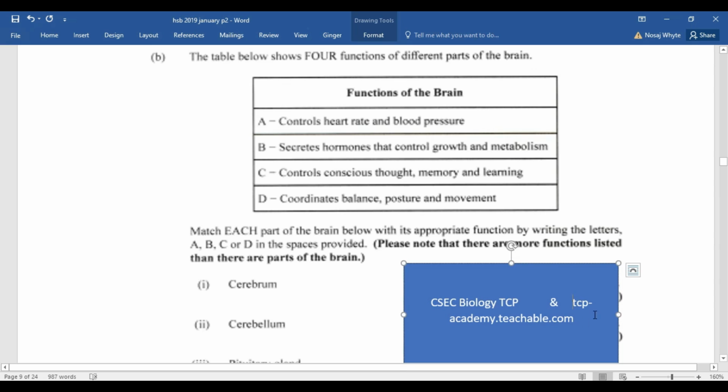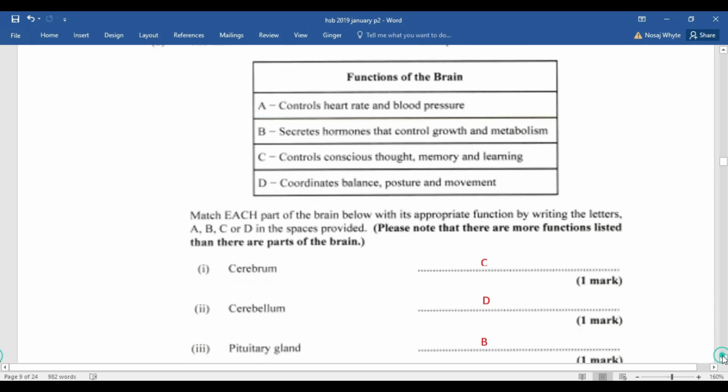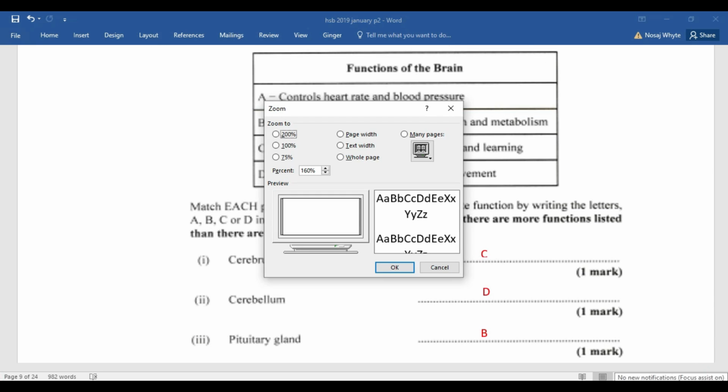So let us look at what is our answers here. Now C is going to be control, conscious thought, and memory, learning, that type of thing, it's of course going to be the cerebrum. D, that is of course going to coordinate balance, and B is of course going to be our pituitary gland.